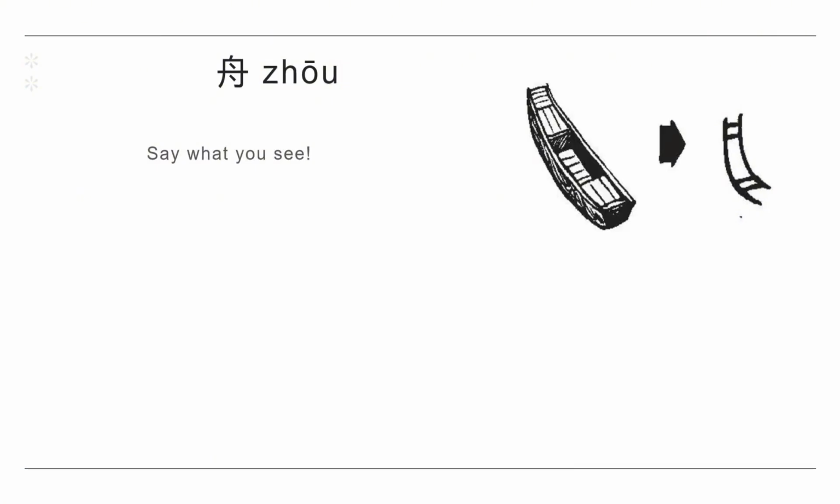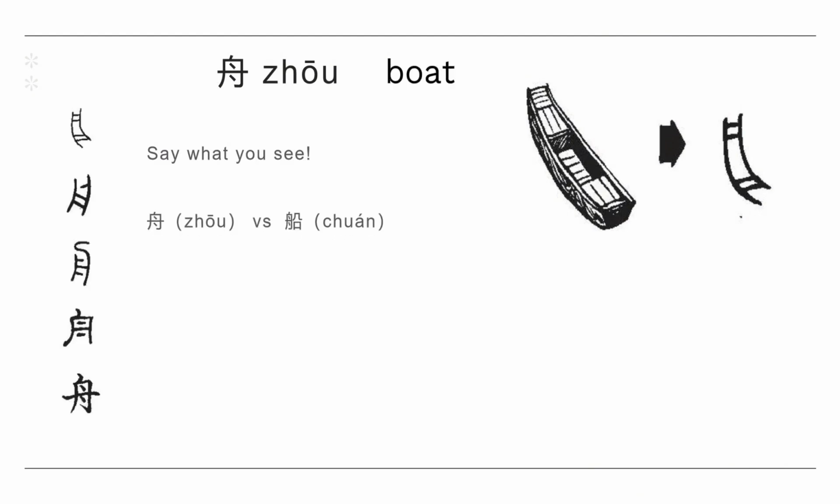This character is 舟, first tone, 舟. Look at how it was written in ancient times. What do you see? It looks like a small boat, like a canoe. If we were to draw it in more detail, it could look something like this. Today, the more common word for boat is 船.